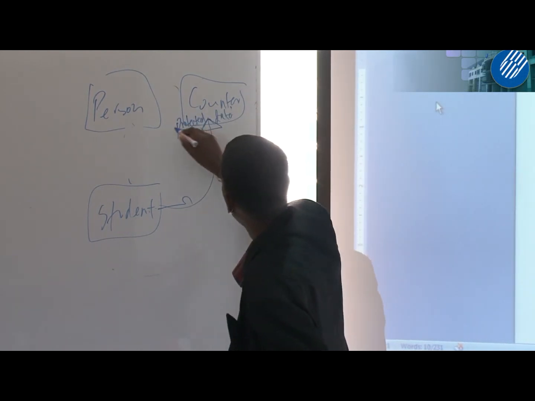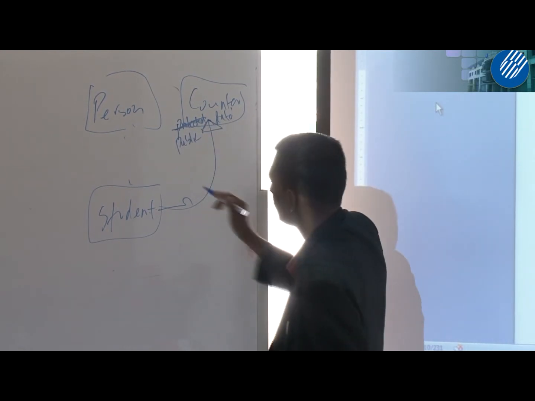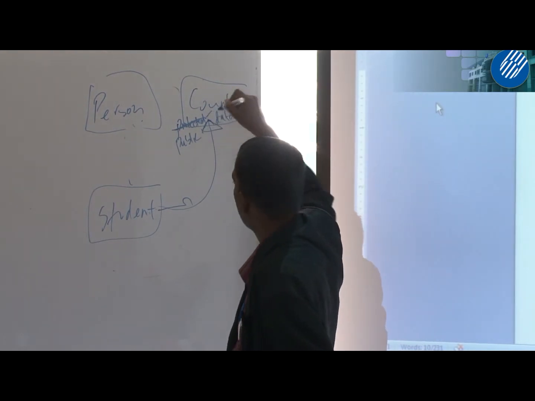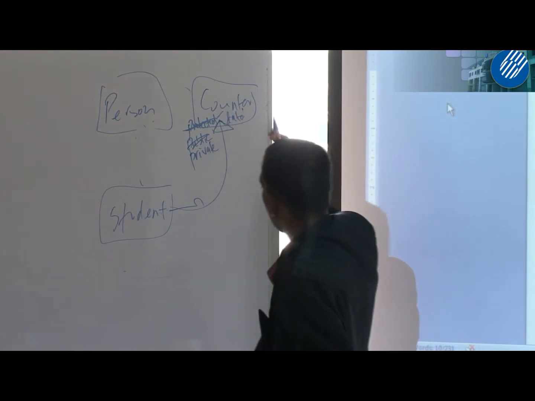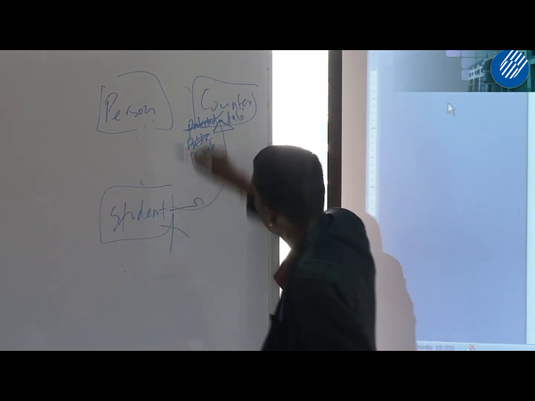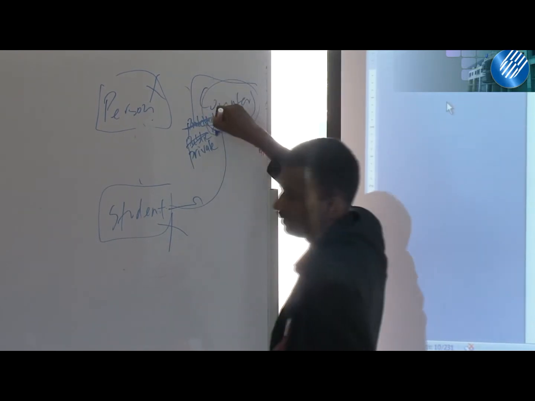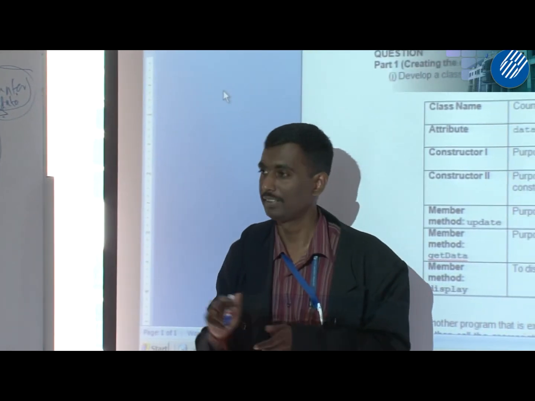But if you put data as public, anyone can call. Student also can call, person also can call. If you put data as private, cannot. This one cannot call, this one cannot call, it can only be called in counter. There's a difference between public, private and protected.